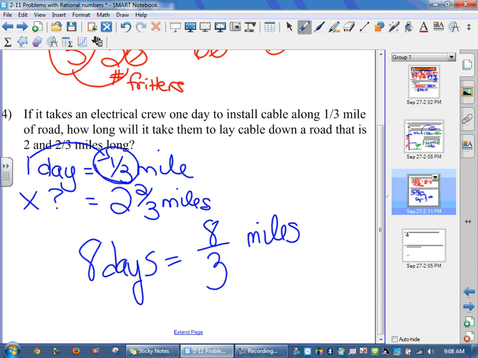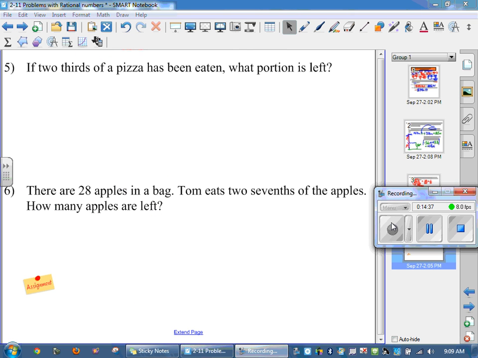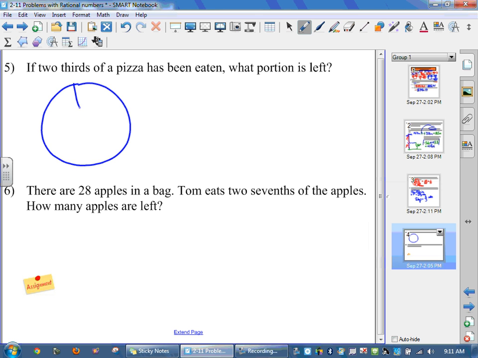Push pause now and play when you're ready. Alright, so the first one says, if 2/3 of the pizza has been eaten, how much is left? Well, if you even just draw a picture and divide it into 3 parts, well, I'm going to eat 2 parts. How much is left? 1. Good. So 1/3 left.